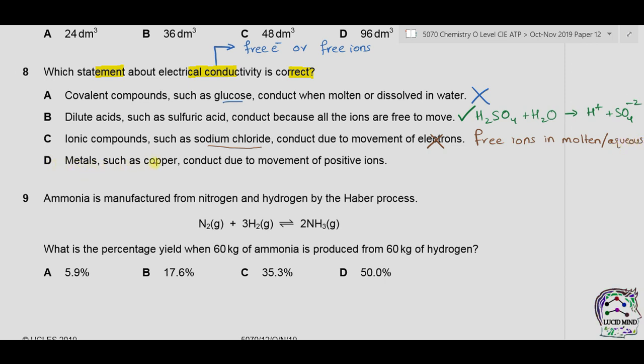D. Metals such as copper conduct due to the movement of positive ions. This is incorrect because in metals free electrons are present, so they conduct because of the presence of free electrons. The correct answer is therefore B.